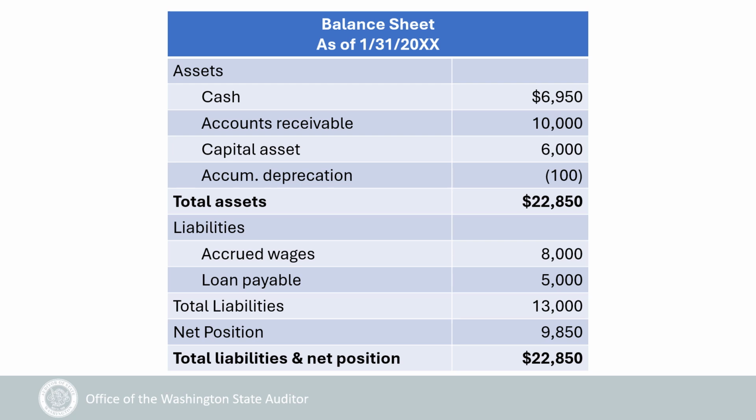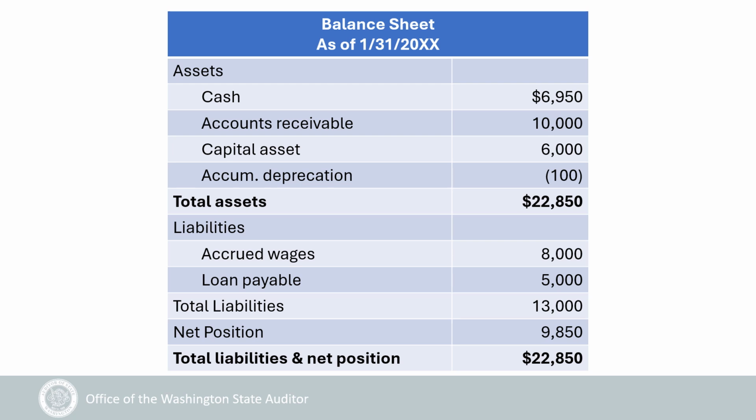Notice that our accumulated depreciation is listed in the asset section as a negative amount. That's because it's a contra asset account, or a negative asset account, so it actually reduces our total assets. Another reporting option would be to combine it directly into the capital asset balance and report one line item called capital assets net for $5,900.